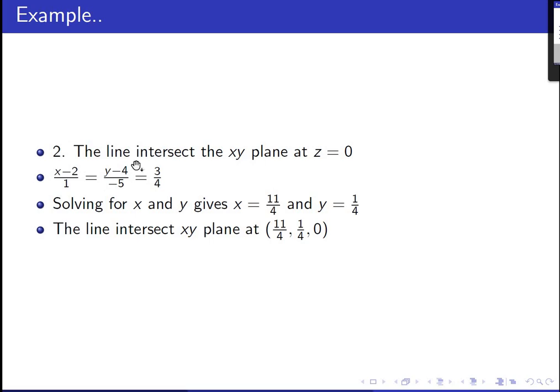(x - 2)/1 = (y - 4)/(-5) = 3/4, because z is 0. If we solve for x and y in this equation, we get that x is 11/4 and y is 1/4. So the line intersects the xy plane at (11/4, 1/4, 0).